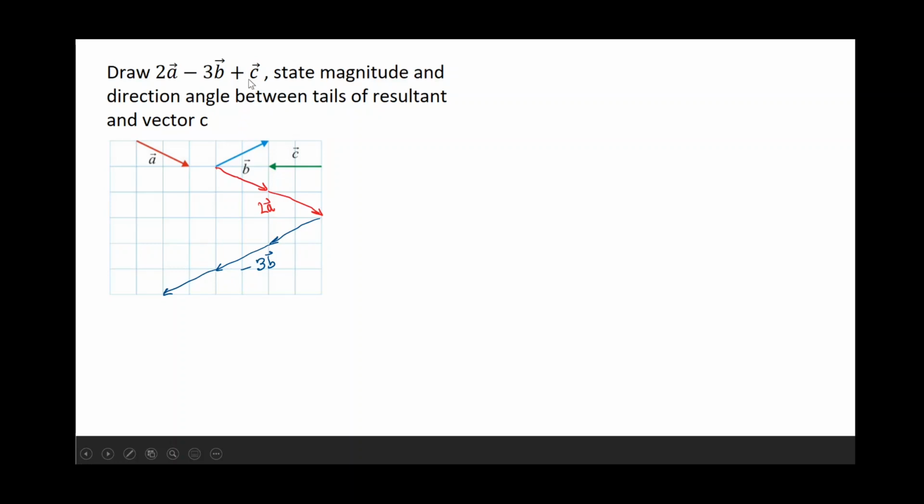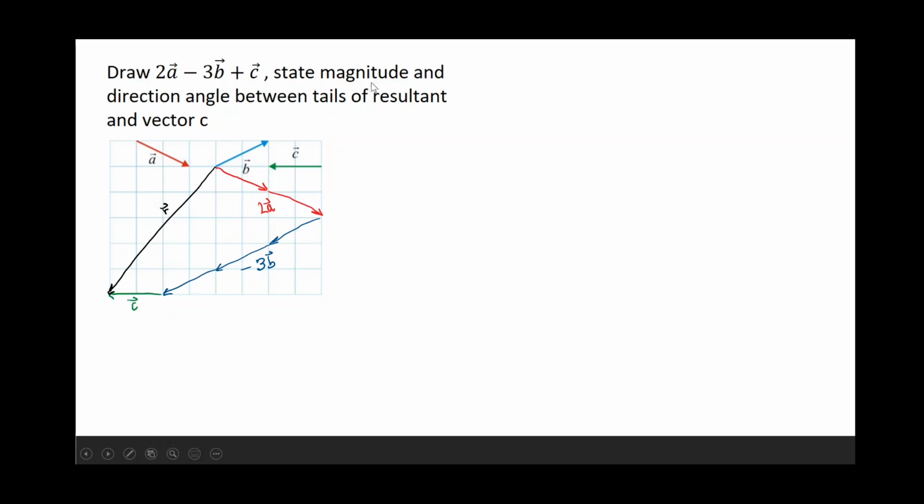The last part is plus c. So here's my plus c, organized head to tail with all of them. Think of this as a path to travel. You're starting from here. Where do you end up? This long path doesn't matter. It's the actual final result that matters. That's why we call it the resultant.